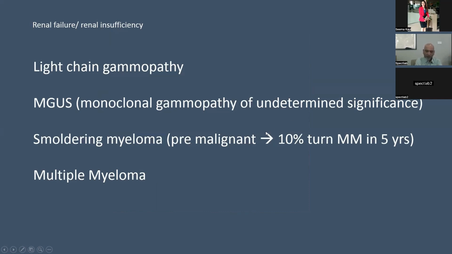Not an infrequent request that we get is suspected renal insufficiency because of myeloma light chain abnormality, plasma cell dyscrasias. These could be either light chain gammopathy, monoclonal gammopathy of undetermined significance, smoldering myeloma, which has the potential of turning into multiple myeloma at the rate of 10% every 5 years, or frank multiple myeloma. So how does PET scan or nuclear medicine help in this situation?